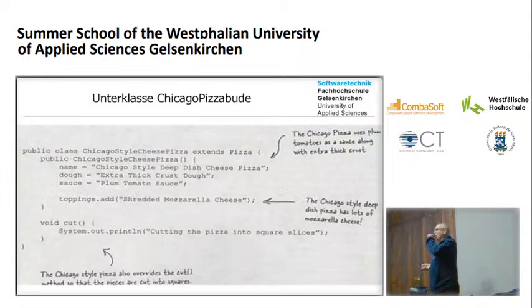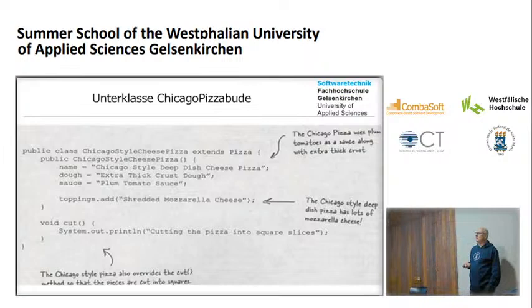Chicago. Now we have Chicago style deep dish cheese pizza. It's extra thick crust and it's plum tomato sauce. And here we have shredded mozzarella cheese and quite a lot of it. And then we have to cut it. It's like square slices. We have a different way to cut it.